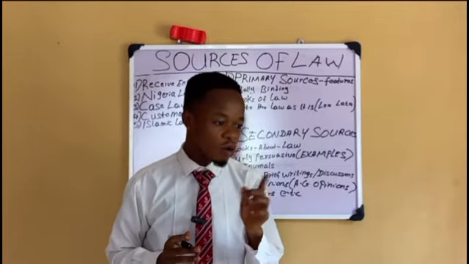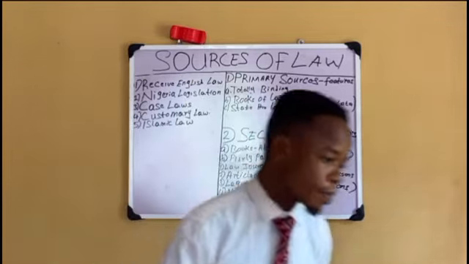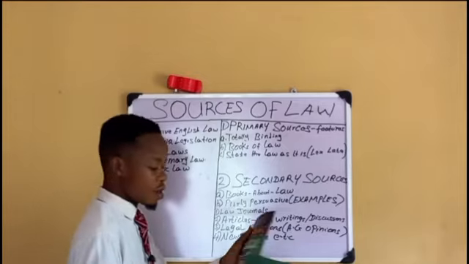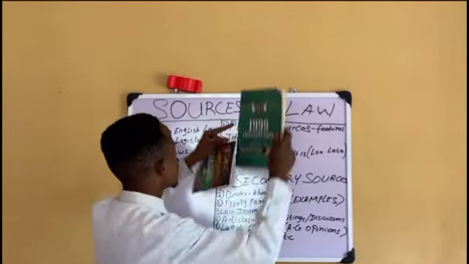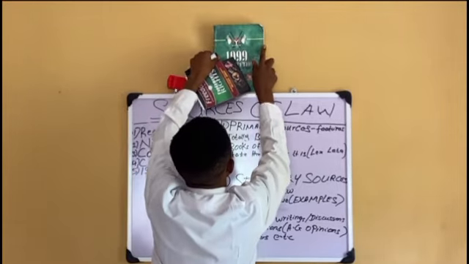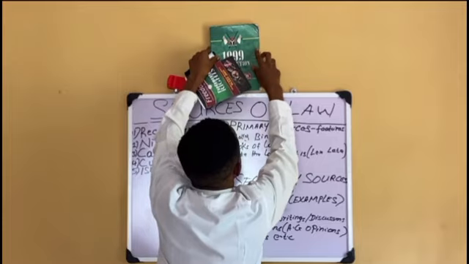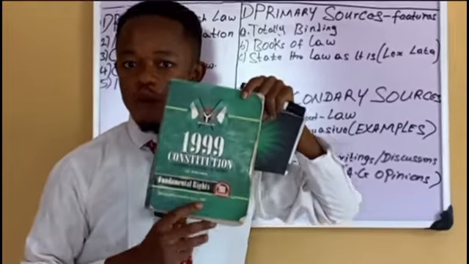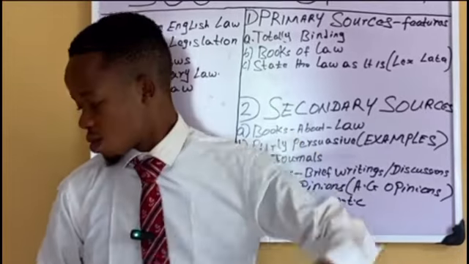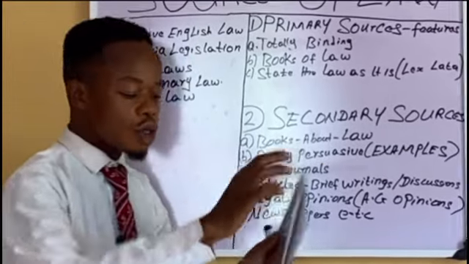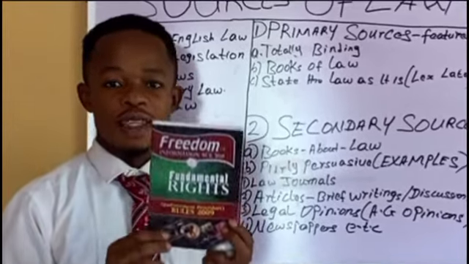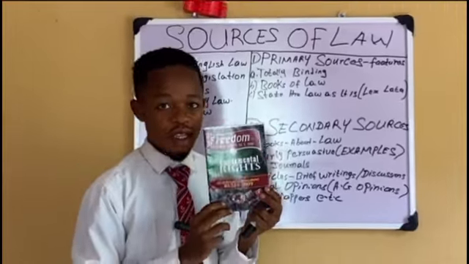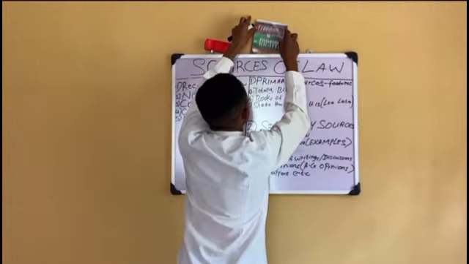Let me find one of my laws here. This thing I'm carrying here, this one is the 1999 Constitution. Let me see where it can be placed here. Oh, place it now. It cannot be placed here. But this one is one of our laws, the 1999 Constitution. Now, this one is the Freedom of Information Act. Anybody in the press and media should know this, right? So, place it here.